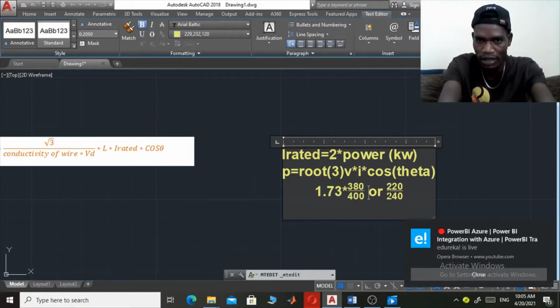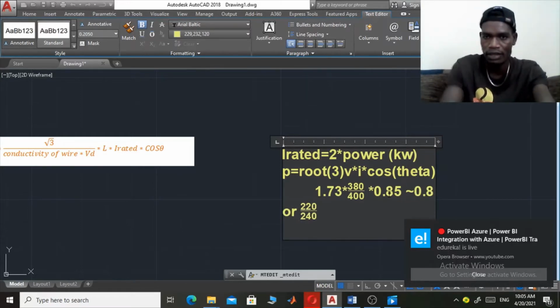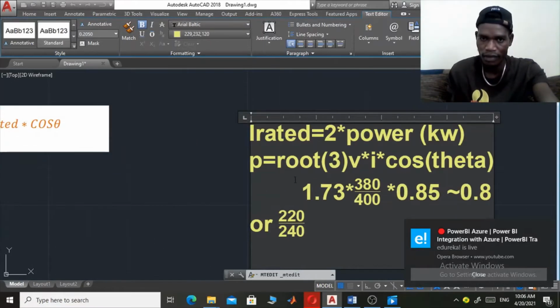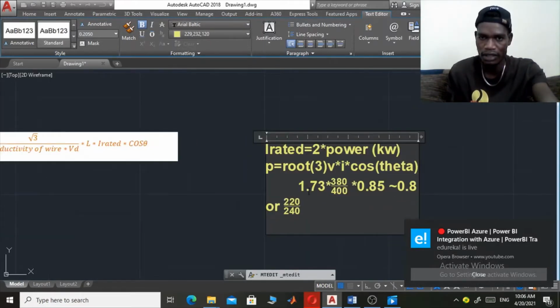This cosine theta is the power factor, which is multiplied in. As you know, this power factor is most of the time 0.85, or it may be 0.8, depending. So there is the power for a single phase and a three phase case.